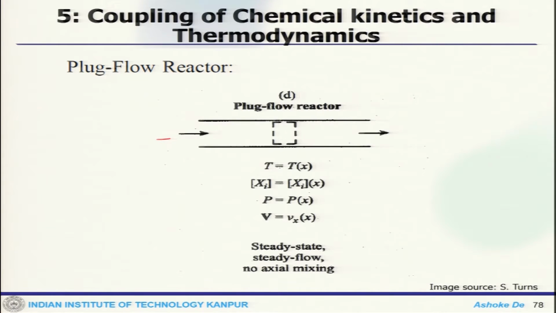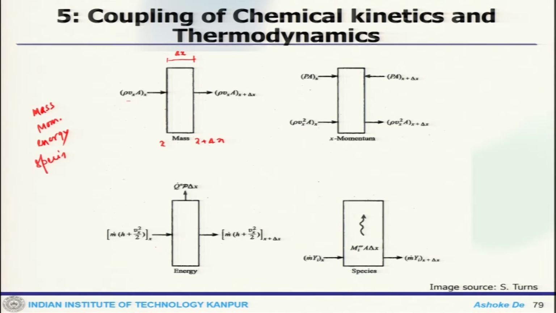This is the schematic of the plug flow reactor, where the species comes in and then goes out. This is the small control volume, and there are some assumptions it is built upon: steady state, steady flow, no axial mixing and so on. Then there are the basic conservation equations, starting with mass conservation.